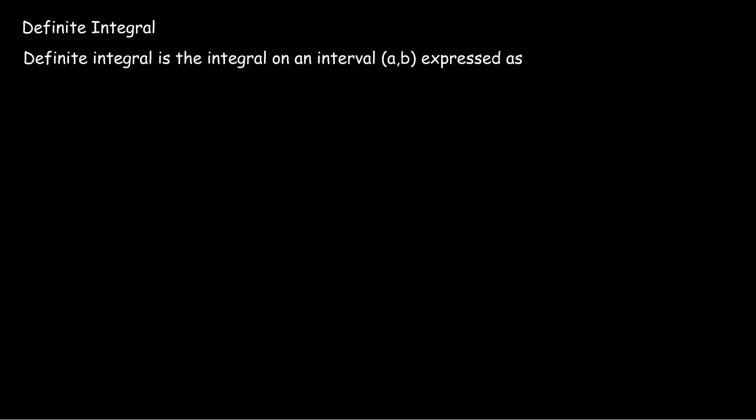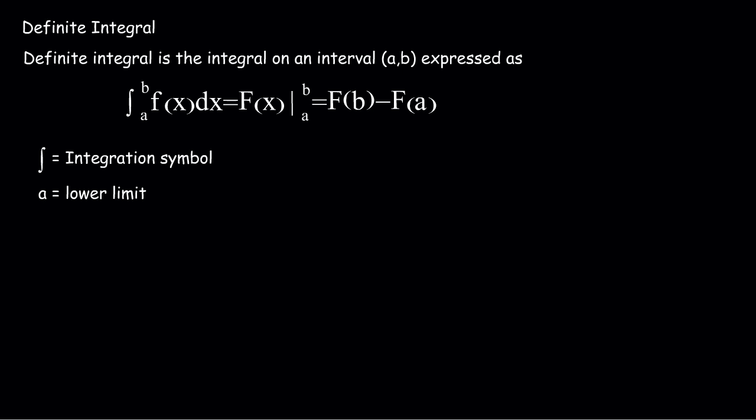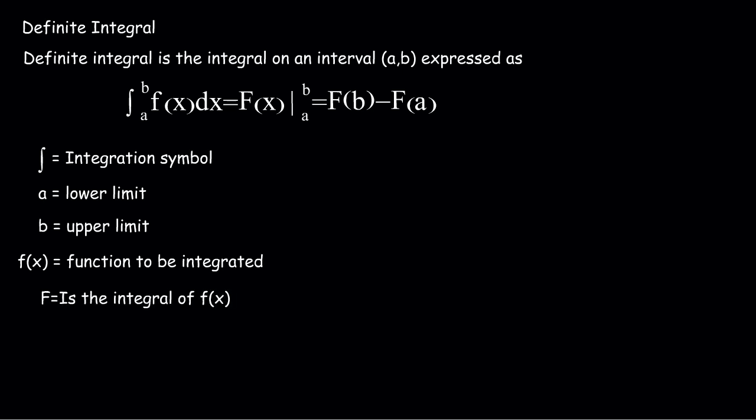A definite integral is the integral on an interval a and b, expressed as the integral of f of s ds from a to b, which is equal to capital F of s evaluated from a to b, which is equal to capital F of b minus capital F of a, where we are given our integration symbol. a is equal to our lower limit, b is equal to our upper limit. f of s is the function to be integrated, and capital F is the integral of f of s.